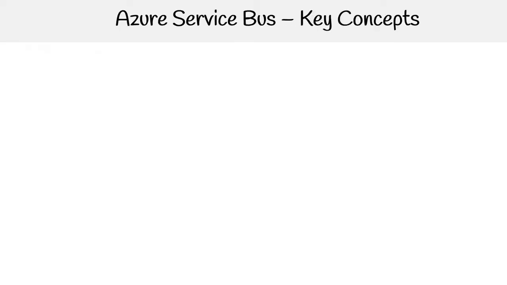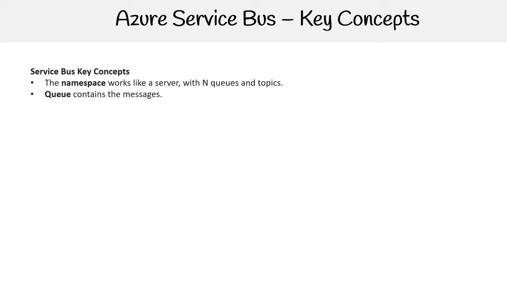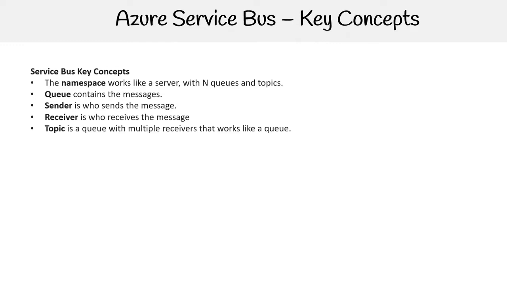Let's talk about key concepts for Service Bus. So the idea is that you have a namespace which works like a server with queues and topics. You have queues which contain the messages. You have senders who send the messages, receivers who receive the messages, topic, which is a queue with multiple receivers that work like a queue. A subscription is a receiver in a topic.